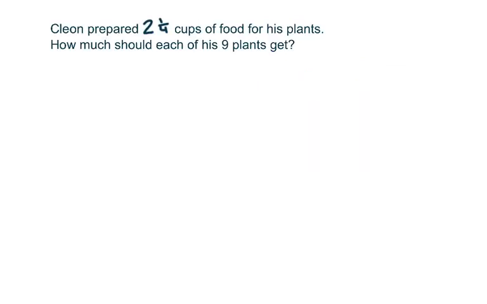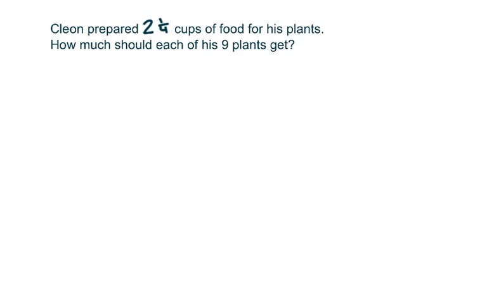Hey, let's look at this situation. Cleon prepared 2 1/4 cups of food for his plants. Aw, that's so nice. How much should each of his 9 plants get? So he's got 9 plants. We do have to assume that Cleon loves his plants equally. So they're all going to get the same amount of food.